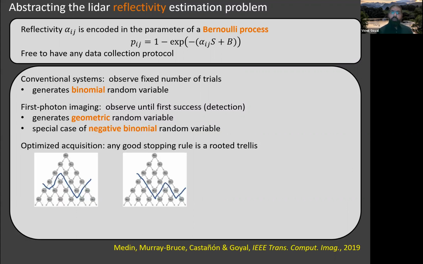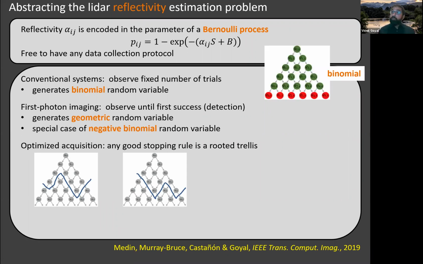Even in a Bernoulli process setting, where the trials are independent, there is something to optimize here, and it gives us a sort of free lunch. Optimizing the data acquisition is equivalent to choosing a connected rooted tree. A couple of examples are shown here. With each trial, there's a step down, either left or right, based on heads or tails, or detection, lack of detection.